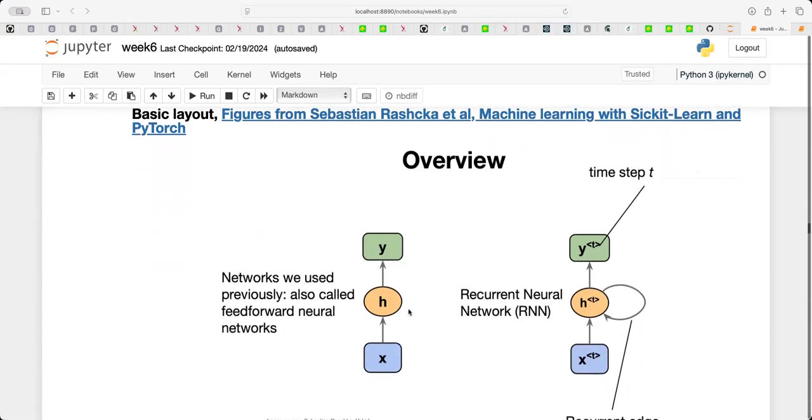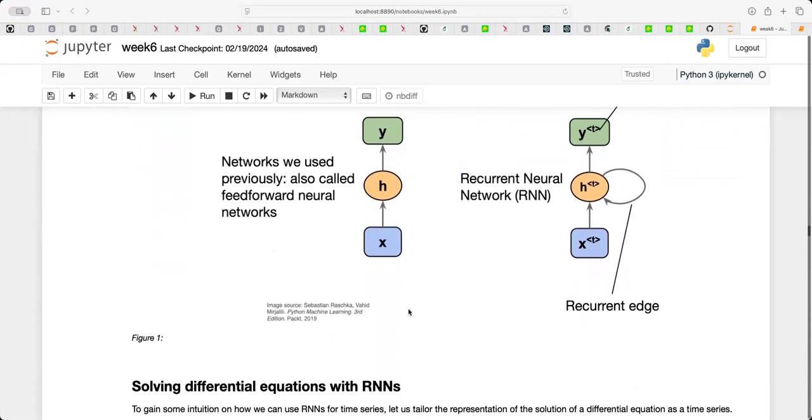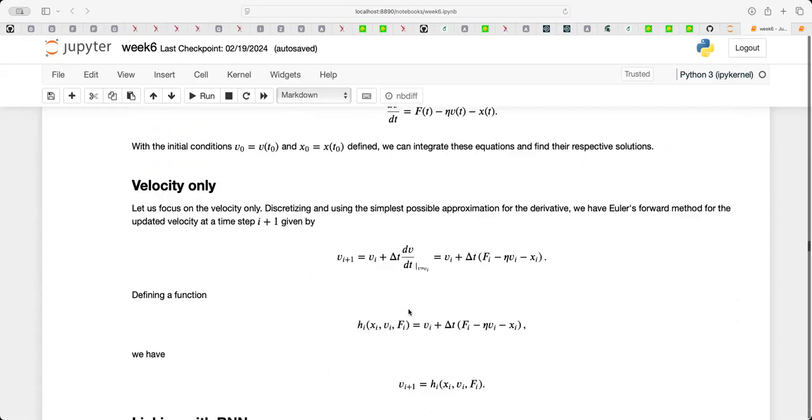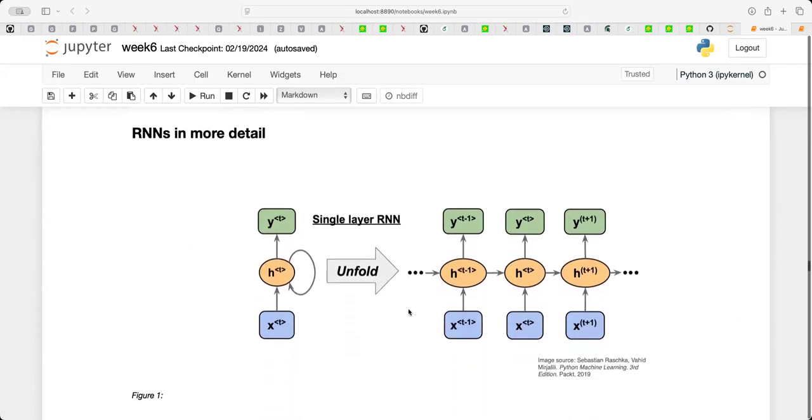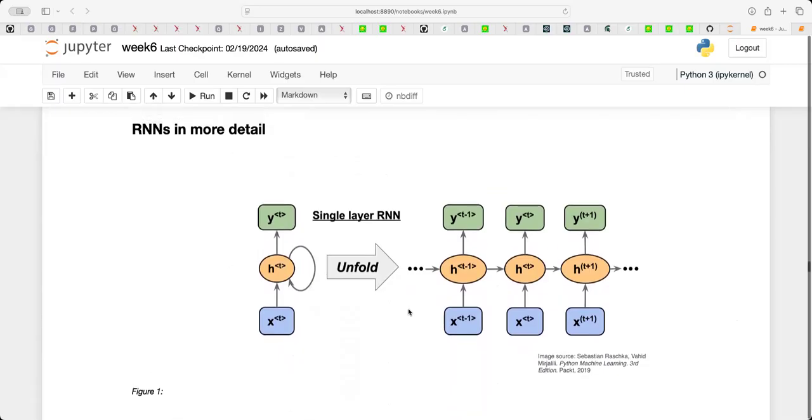So let's take a quick look at some of these images, as they hopefully can give a little bit better feeling of the way a typical recurrent neural network is set up. These images are taken from the text by Raschka. So this is a typical structure of a single layer recurrent neural network.